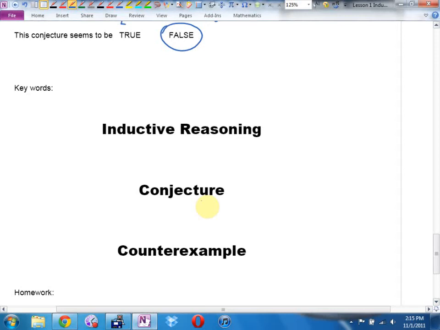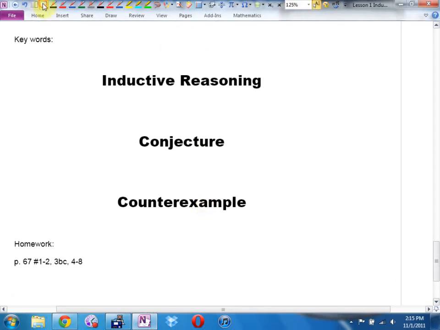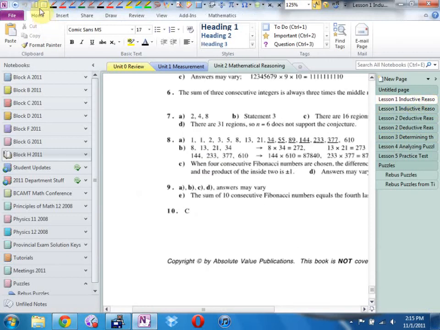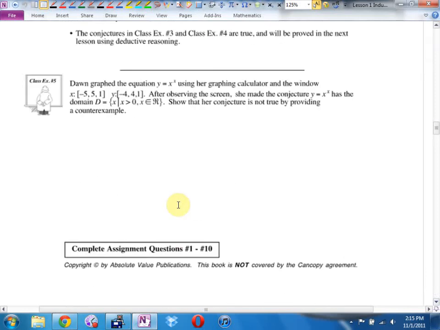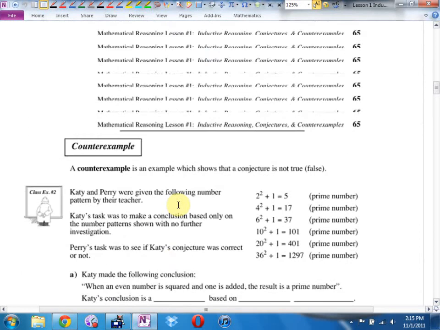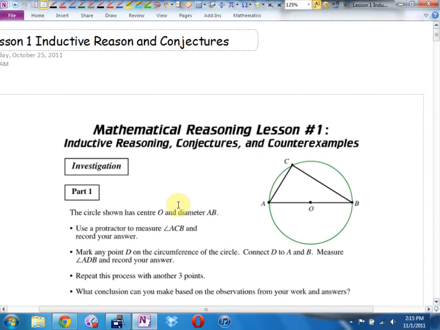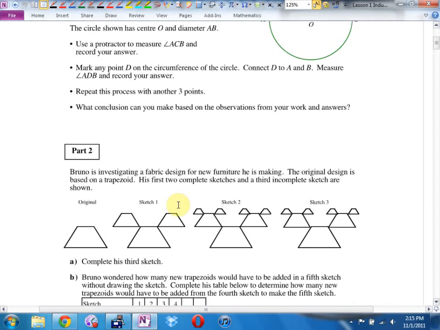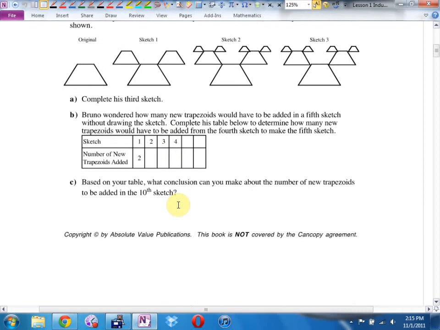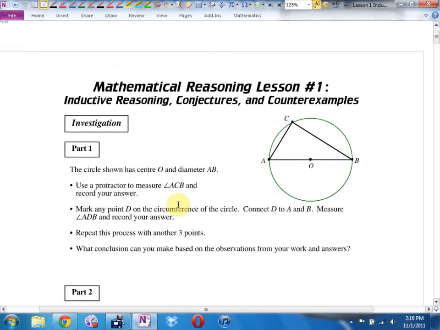Homework is that, but first, can you open your books, please? To page 63. Okay. Page 63. Investigation part one, we're not going to do. I did some number patterns with you instead. Part two is looking at a visual pattern. I just want to see if you can spot the pattern.